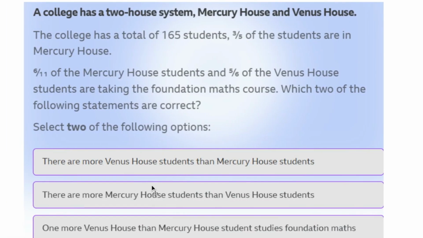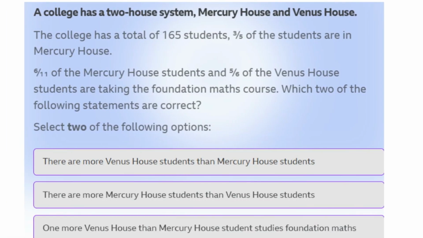Question 9. In this question, you have to select two of the given options. In order to answer the questions, you have to find the number of students in the two houses. 3/5 of the 165 students are in Mercury House, so 99 of the students are in Mercury House, and the remainder, 165 minus 99 equals 66, are in Venus House. There are more Mercury House students than Venus House students.